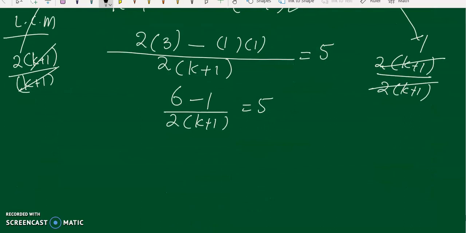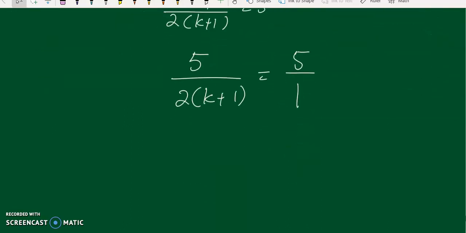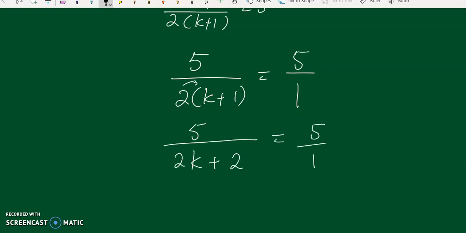Okay, now 6 minus 1 is 5 over 2 into k plus 1. Here we have 5 और इसके denominator में क्या होगा? When there is no denominator, it means there is 1 in the denominator. So now what we can do is कि पहले हम इस ब्रैकेट को दोबारा से ओपन कर लेते हैं. 2k plus 2 आ जाएगा जैसे कि क्वेश्चन में गिवन था.